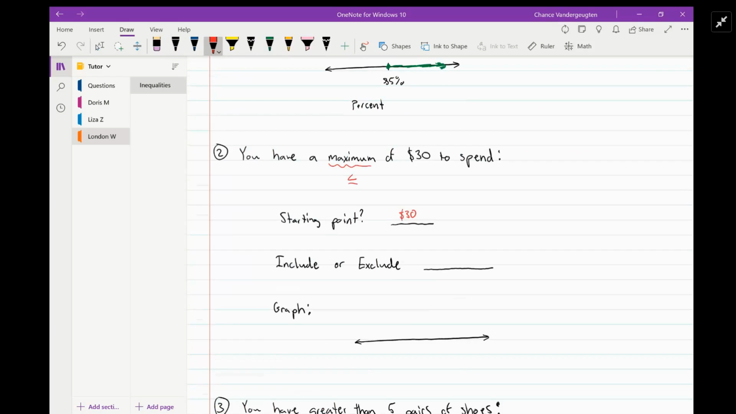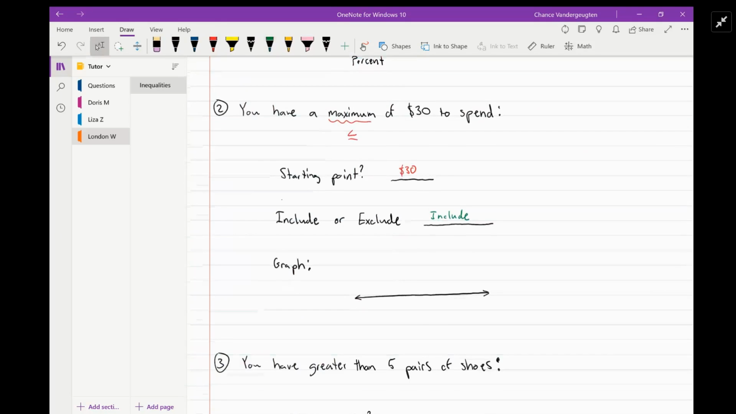It says you have a maximum of 30 to spend. So that means you can spend the 30 or less. So if you can spend the 30, that means you can include it. So we're going to go ahead and include that. And so we'll go ahead and now do the graph. We'll put 30 here. And because we're including, we're going to be filling in the dot. And we decided that it's a less than, so we will actually be going this direction now. And you can draw a little arrow to indicate that it goes all the way down the number line.